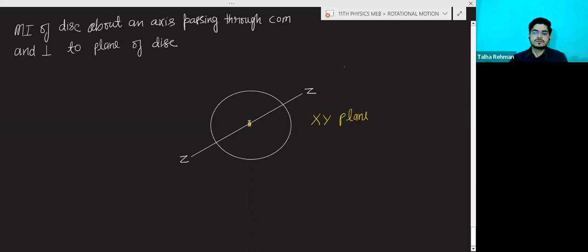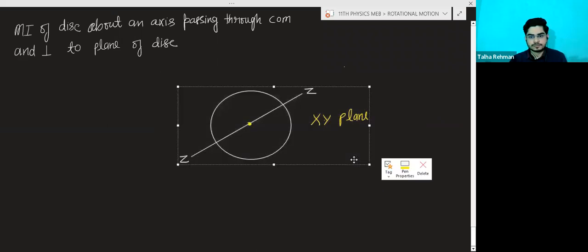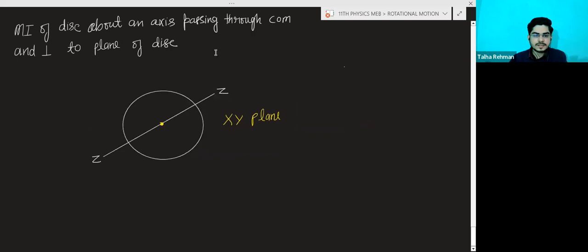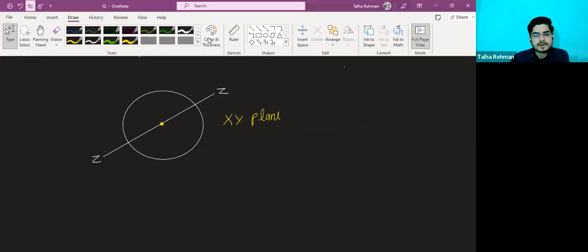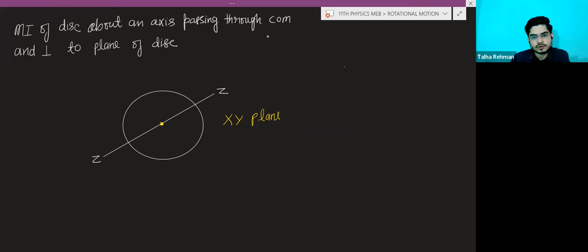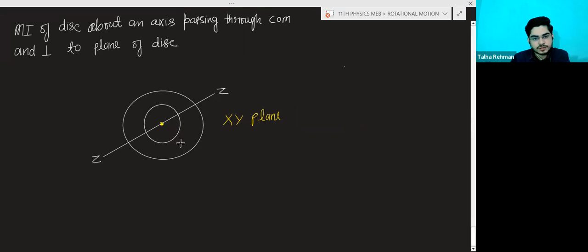Okay, so what will we do? In this case, we have to do the integration. See how we will do the integration and what method we will use here.